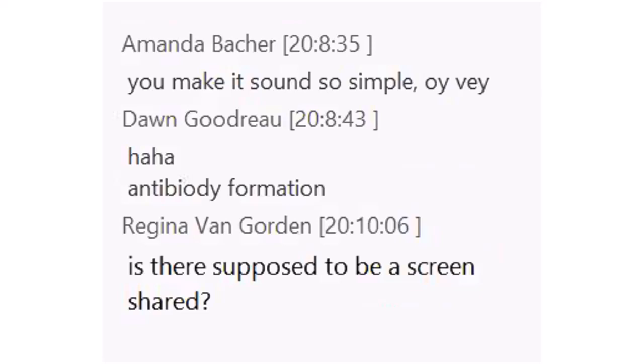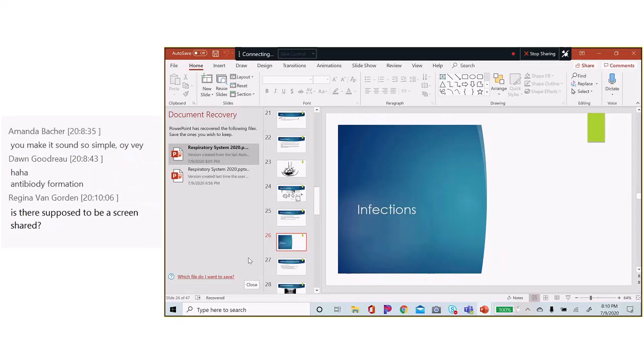Not yet, because I haven't shown anything yet in terms of sharing the desktop, because I was making you go over the inflammatory process. So now we're at infections.